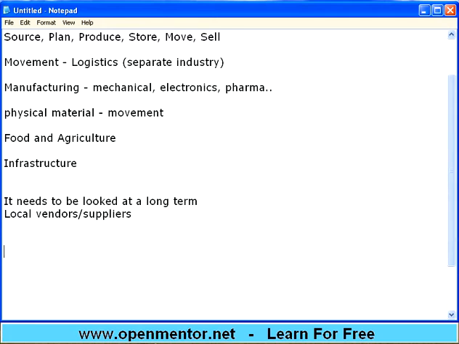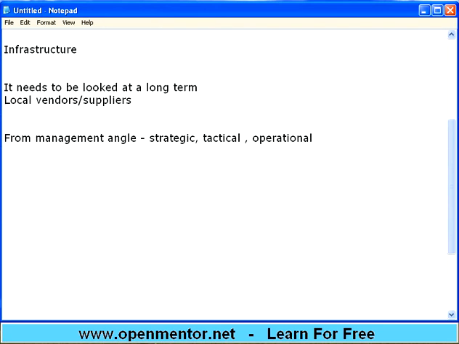Now there are three parts from the management angle. From the management angle, we need to look at strategic items, tactical items, then operational items. Why do we need all these three from the bird's eye view, from the top management view? Let me give an example. Strategic. Strategic meaning long term, large scale.